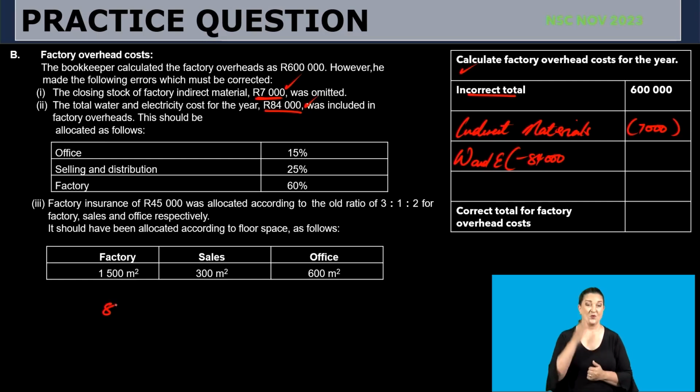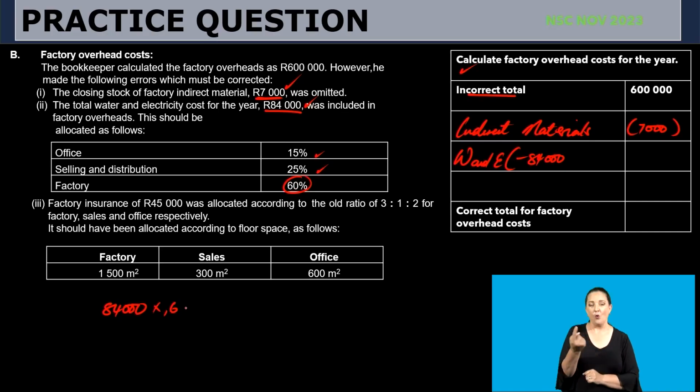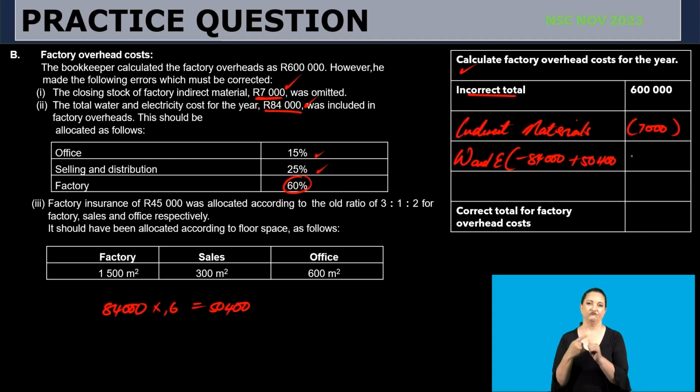And I know that that 84,000 was supposed to be recorded as 15% to the office, 25% to the selling and distribution, then 60% to the factory. So I will need 60% of that. And when I get 60% of that, that is 50,400. That means I'll come in, then I'll add 50,400. And then I can close my bracket, and then I'll get the difference, which is 33,600. Remember, in brackets, because you're saying minus 84 plus 50.4.